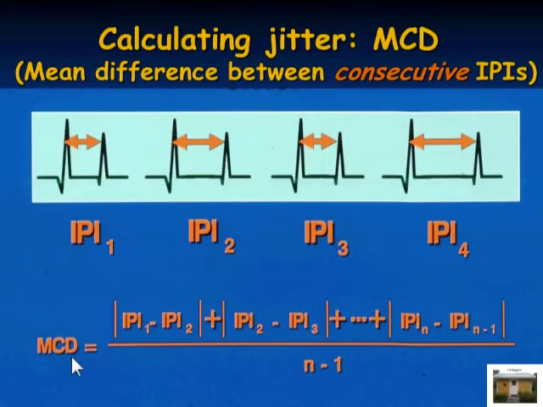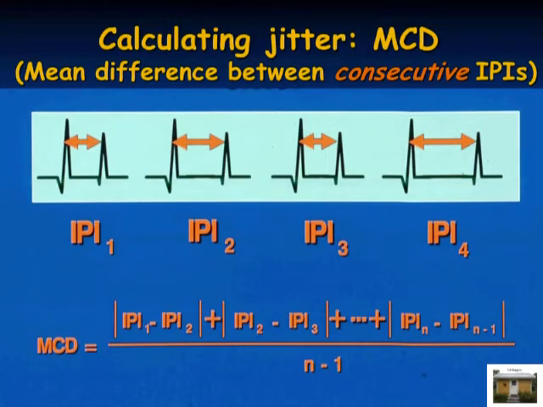This is the formula for that down here. We take the first interpotential interval here, subtract the second interpotential interval here, and take the absolute value of it and add it to our buffer. We then take the interpotential interval 2 and subtract it from interpotential interval 3 and put that absolute value in our buffer. We continue doing that during the entire sequence, add up all of those differences and divide by n-1, and that gives you the mean difference between consecutive interpotential intervals.